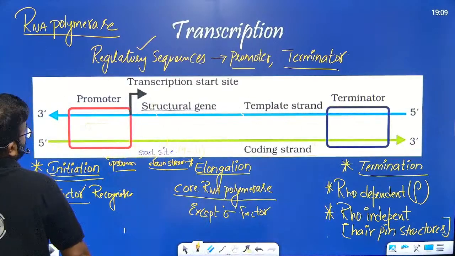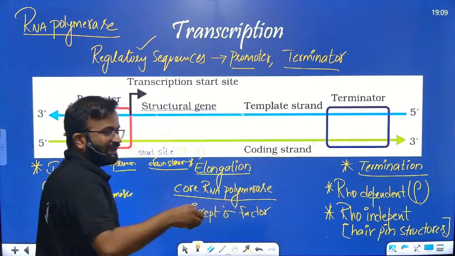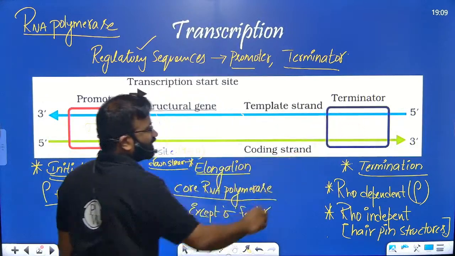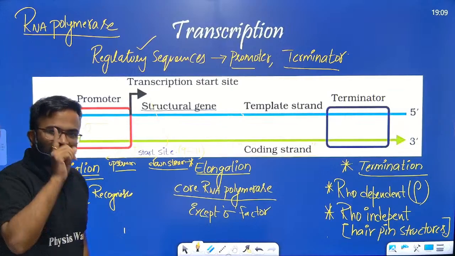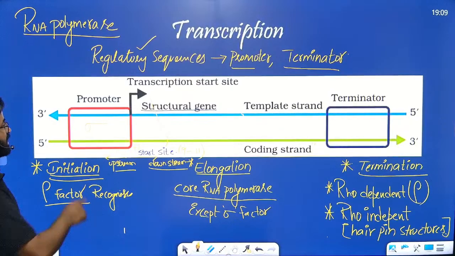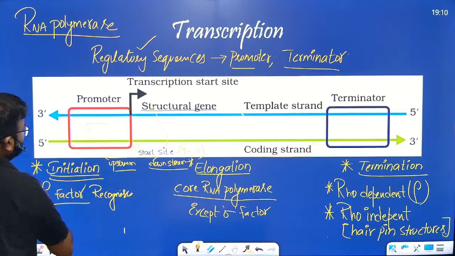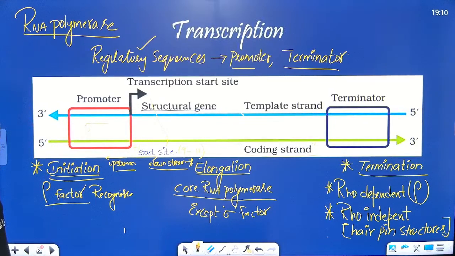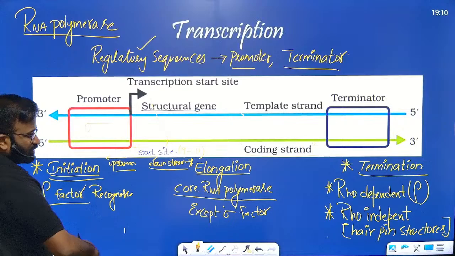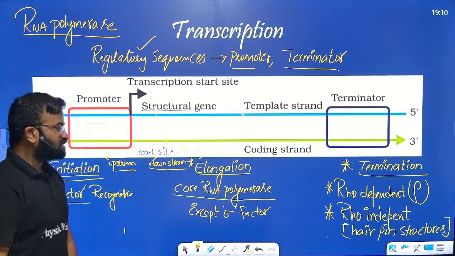So what do you want to remember over here? In context of the coding strand, we talk about the promoter and the terminator. In transcription, only one strand acts as the template, that is the strand running from 3' to 5'. The sigma factor is the one which recognizes the promoter sequences, and thereby calls the remaining subunits of the RNA polymerase. Elongation is mainly carried out by the core RNA polymerase, except the sigma factor.